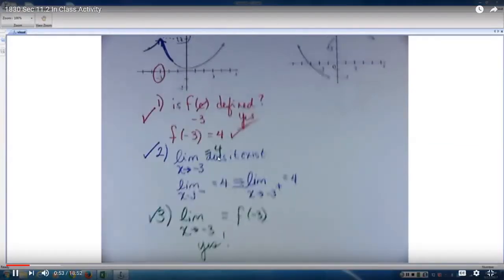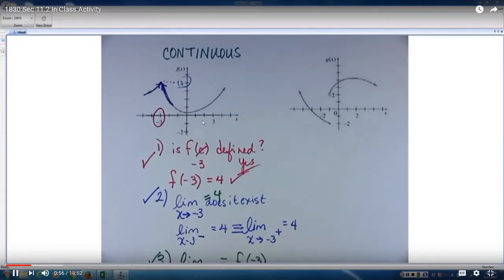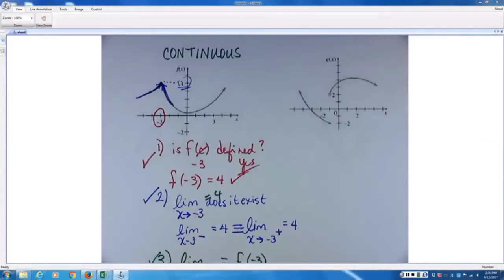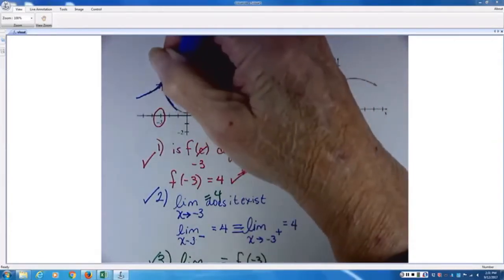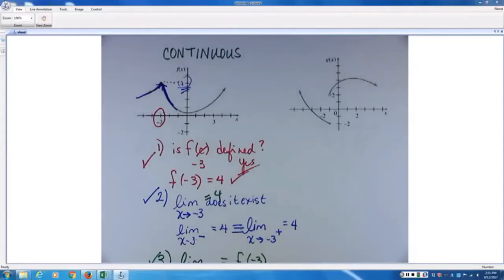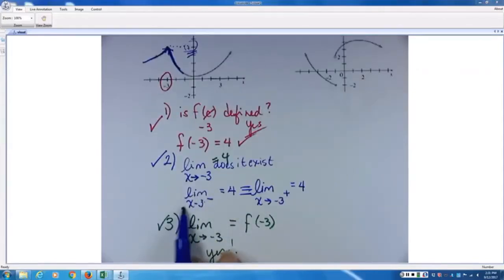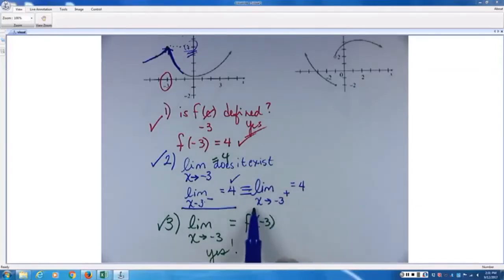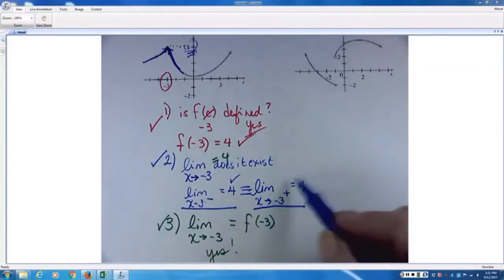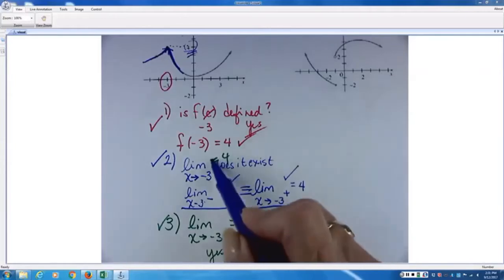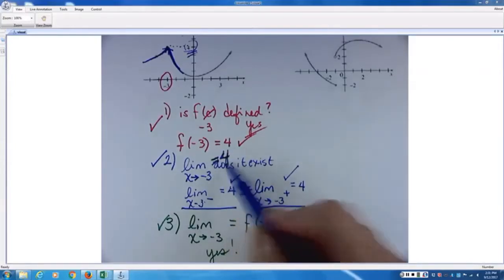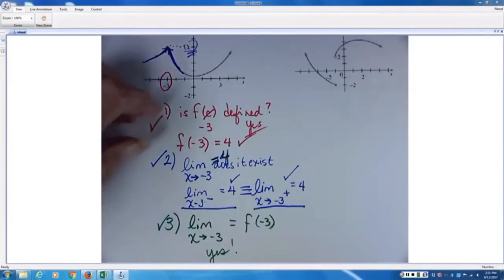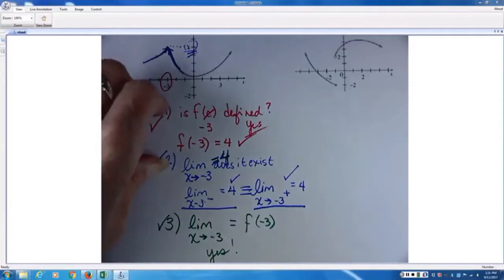And we saw, looking at the graph without having to do any math, that if I approach from the negative side, I approach 4, and if I approach from the positive side, I approach 4. So that tells me that the limit as x approaches -3 from the negative side is 4, and the limit as x approaches -3 from the positive side is 4. Therefore, the limit as x approaches -3 is 4, because these two match. Then the last step is to compare your answers to 1 and 2 and ask: do those two answers match?